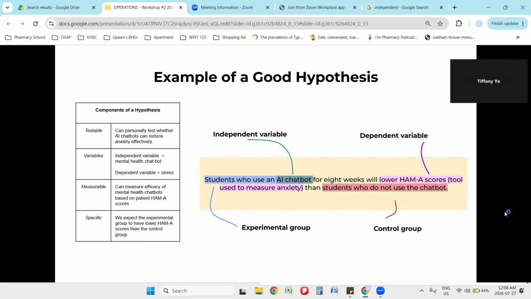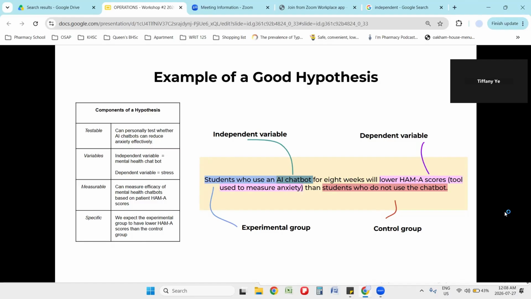Now let's look at an example of a good hypothesis and apply what we learned from the previous slide. So over here we have the example of students who use an AI chatbot for 8 weeks will have lower HAM-A scores than students who did not use the chatbot. HAM-A is essentially a tool or survey used to measure anxiety.